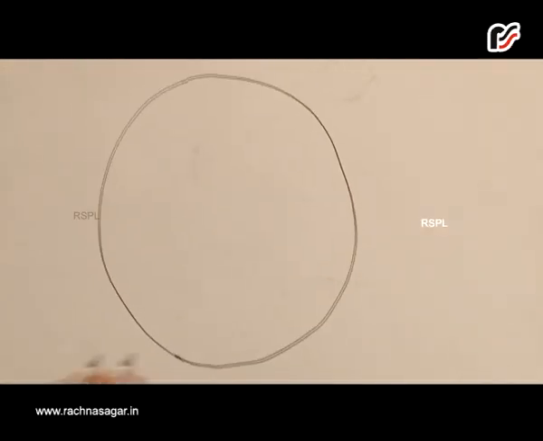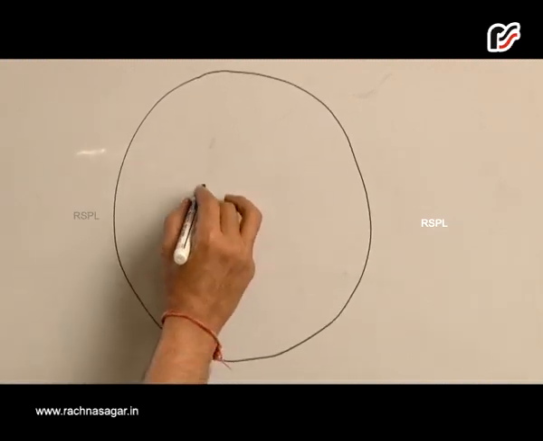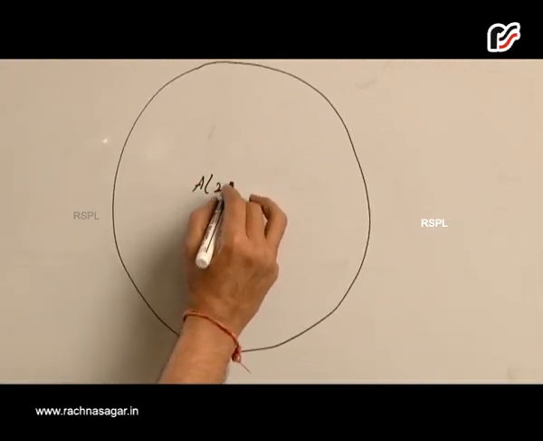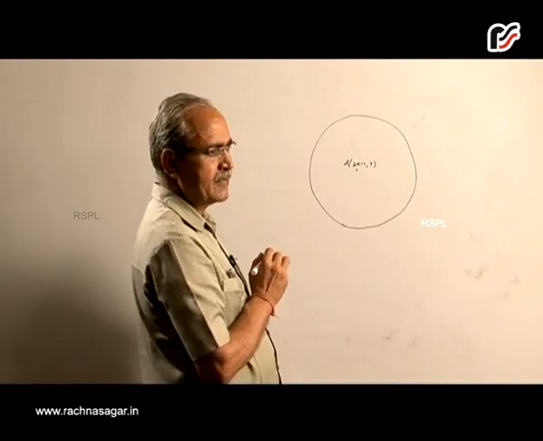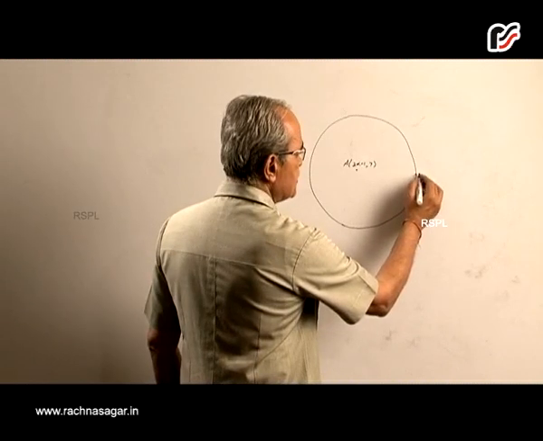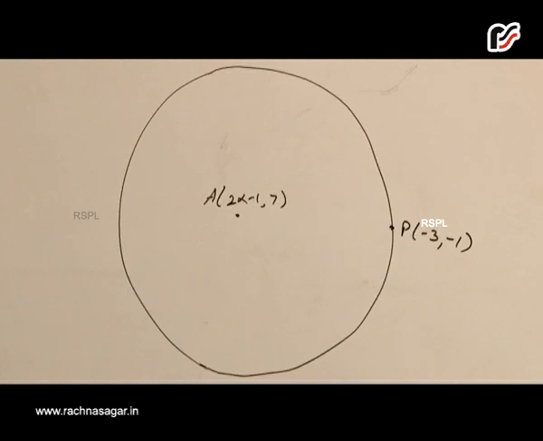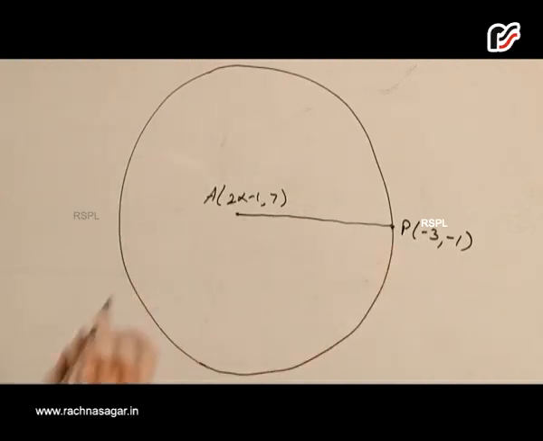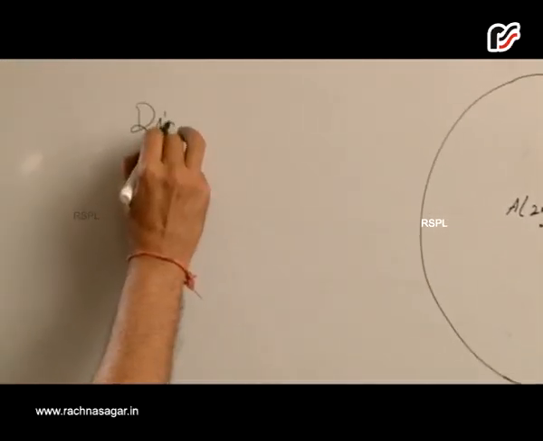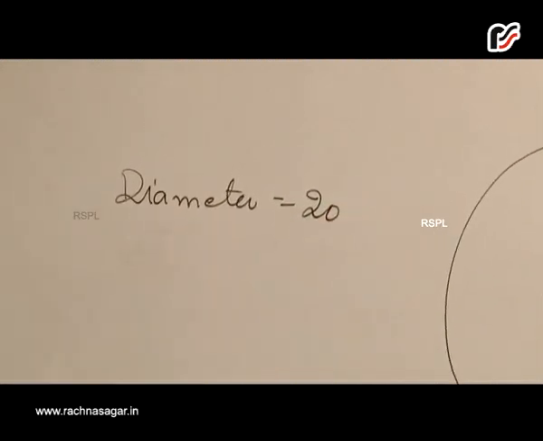a circle is given to us, and the coordinates of the center of the circle are (2α − 1, 7), and the circle passes through the point (−3, −1). That means AP is the radius. Now the diameter of the circle is 20 units.